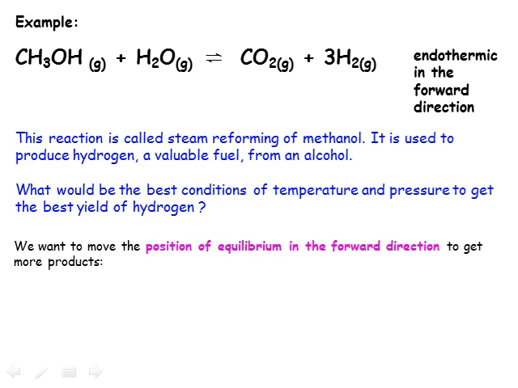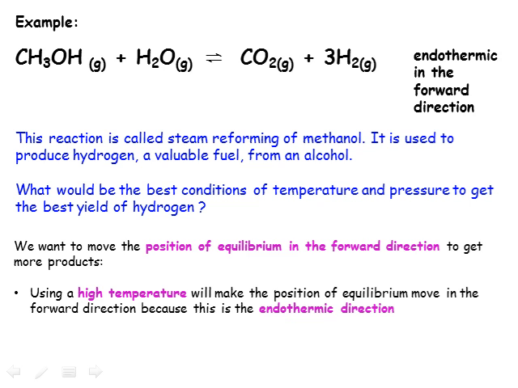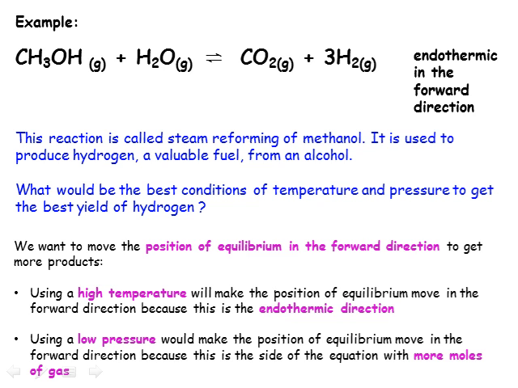If we want to make more hydrogen, then we need to choose the conditions that will move the position of equilibrium to the right, that is in the forward direction. The forward direction is the endothermic direction, and to get the position of equilibrium to move in the endothermic direction, we need to choose a high temperature.